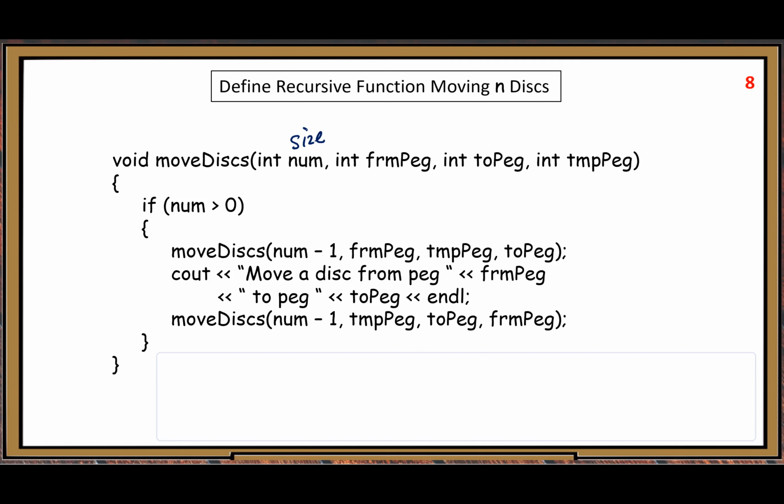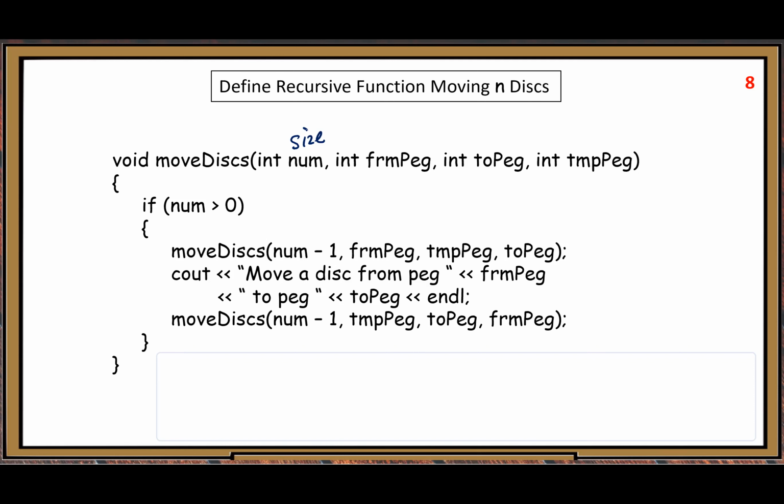Now in the body of the recursive function, if n is greater than 0. If n equals 0, you can print out a message, like there is no disk, things like that. Here we just work on the main part. When the problem size is a positive integer, then we do these steps.